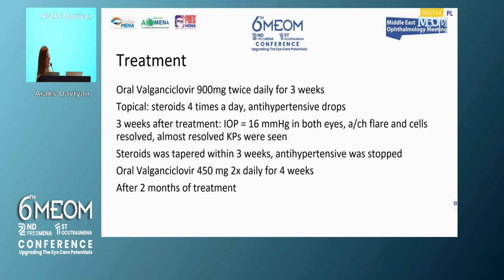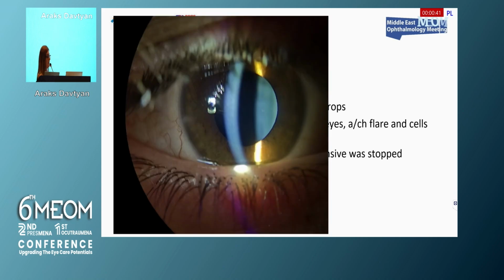Treatment was initiated with oral ganciclovir 900 milligrams twice daily for 3 weeks, plus topical steroids. After 3 weeks of treatment, IOP decreased to 16, anterior chamber flare and cells were resolved, and there were just mild remaining keratic precipitates. Steroid was tapered and stopped within 3 weeks, and we kept valganciclovir at a prophylaxis dose. After 2 months of treatment, there is a dilated pupil without any inflammation.